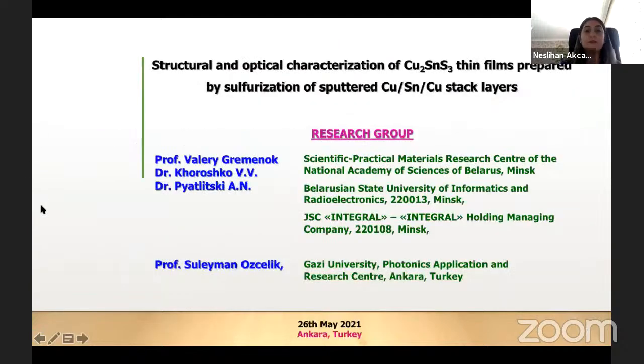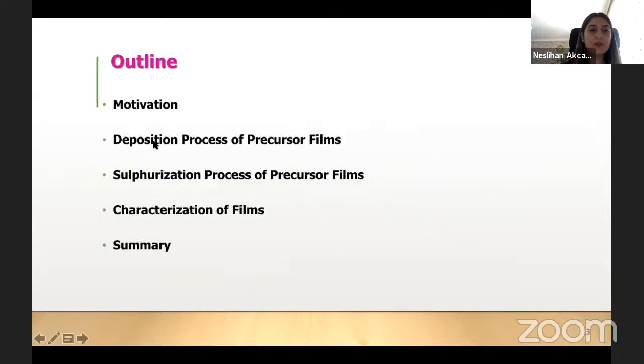This work was done by Belarus and Turkey. You see the research group, Professor Valery Gremenok from Belarus and Dr. Korosko and Dr. Piatlitsky from Belarus and Integral Company. I will talk on the structural and optical characterization of CTS thin films prepared by sulfurization of sputtered copper tin and copper stack layers. At first, I will mention the deposition process of precursor films and the sulfurization process and the characterization of the films.